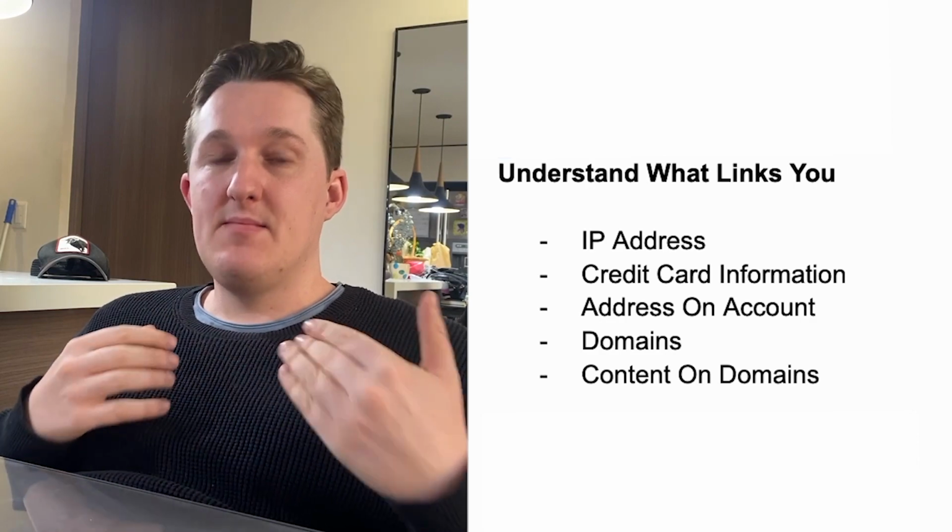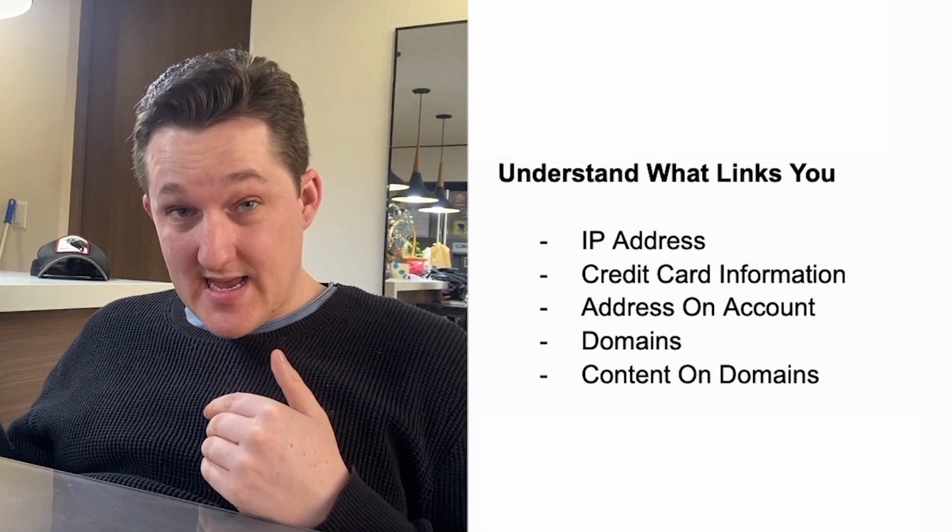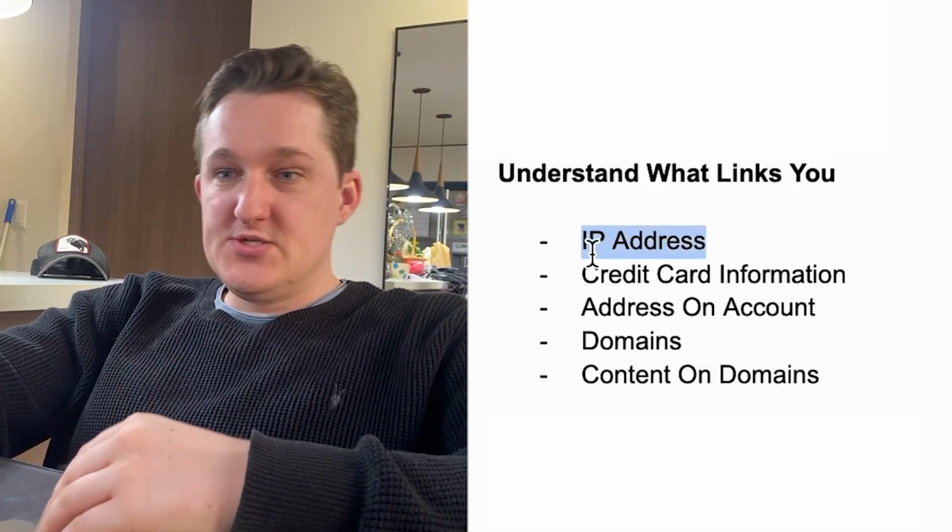Okay, so let's say you've been banned and you try and create a new Google Ad account, banned again. And let's say you then get a new credit card and you're like, okay, I'm going to make a new Google Ad account. I'll use my friend's account. We're going to add this new credit card, and it's still banned and you can't figure out why. So this is what links you. Number one is your IP address.